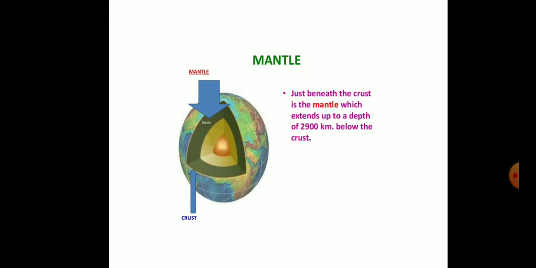Next we have the second layer, the mantle. In between the first layer and the second layer there is a boundary, which is known as the Moho discontinuity, and after that we have the mantle. The mantle is the second layer, found just beneath the crust, and it extends up to a depth of 2,900 kilometers. It is mainly made up of silicates and iron, and it has two types. The basic difference between the upper mantle and the lower mantle is that the upper mantle is liquid in character and is a source of magma, and the lower mantle is solid in character.